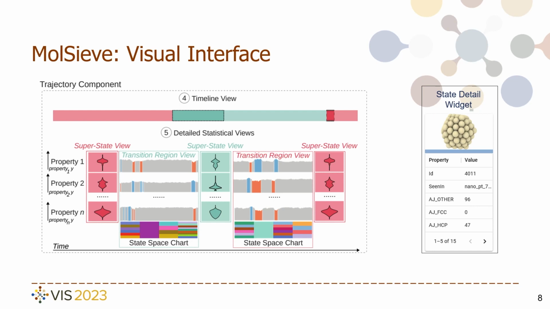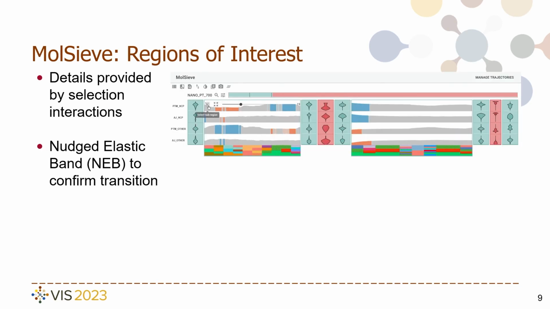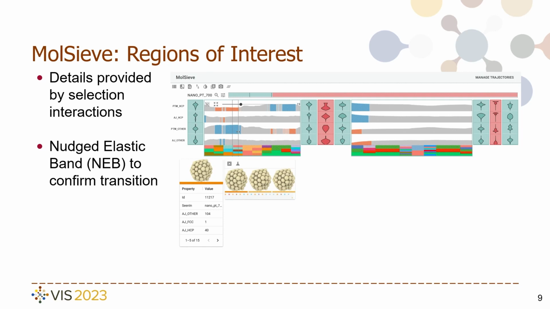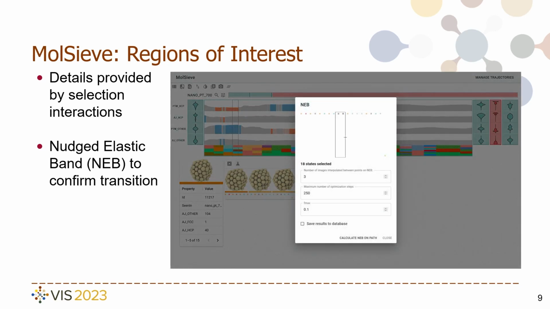Finally, several interactions affect the state detail widget, which displays a 3D representation of the state that is being interacted with. These 3D representations can be adjusted in the interface with user-defined scripts. This shows the way that analysts can use MolSieve to select regions of interest within transition regions. The context of the selection is shown at the bottom of the screen in a subsequence view.